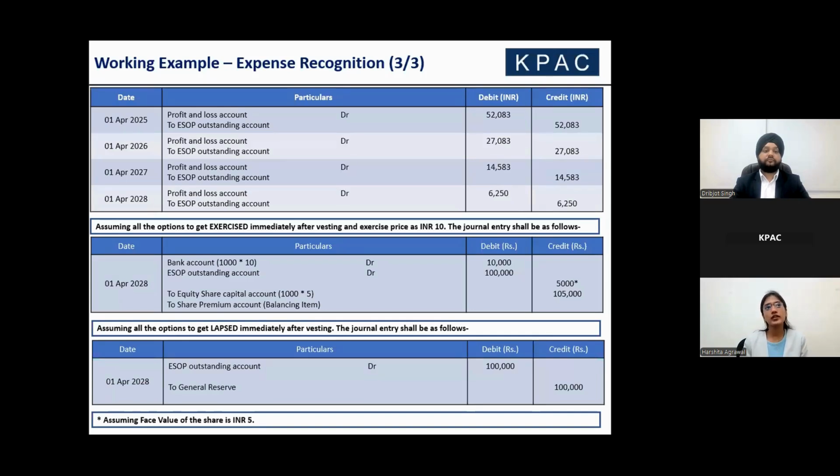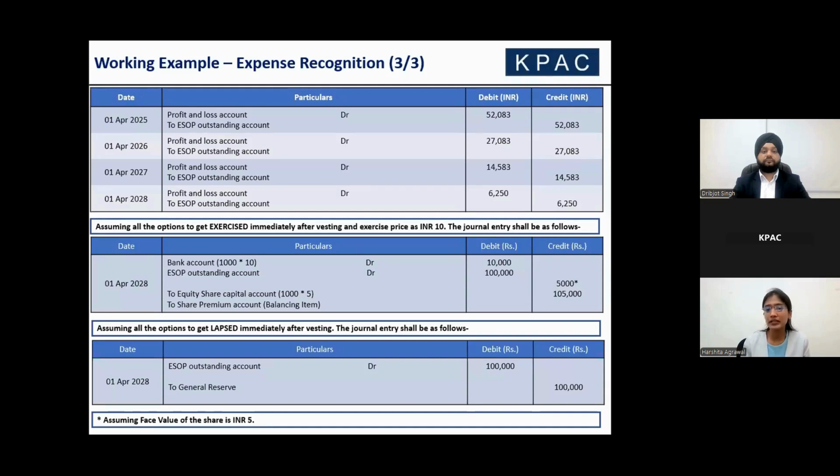Also, what if the options lapse before vesting? Now that's a completely different scenario because the options never actually vested. The expense we have already recognized needs to be reversed. And here's the key difference. Unlike vested lapsation, this reversal does go through P&L.